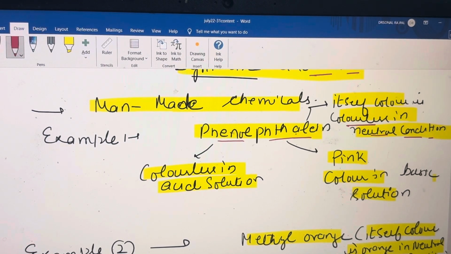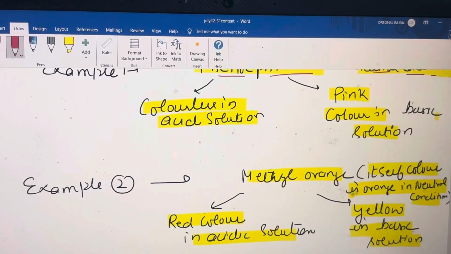But whenever you put phenolphthalein in acidic condition, it will remain colorless, it will not give any color in acidic solution, but it will give a pink color in basic solution.